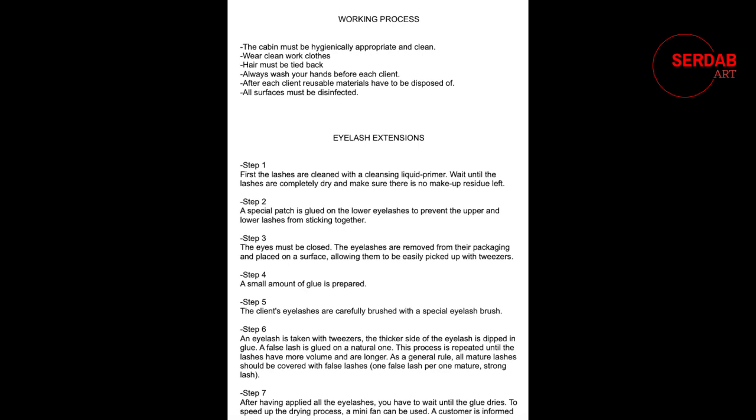So step 2, the patches are glued on the lower eyelashes. You hide all the lower eyelashes under a patch, so that they don't stick together with the upper ones.